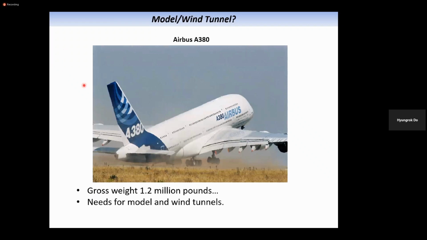Okay, here's another example. It is A380.